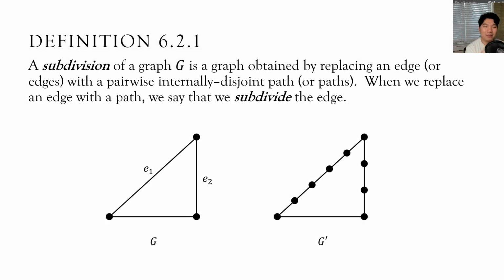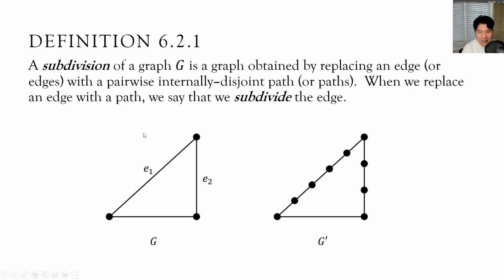A subdivision of a graph G is a graph obtained by replacing an edge, or edges, with pairwise internally disjoint paths, or path. So if I'm replacing a single edge, then I don't really need to worry about the pairwise internally disjoint part. But otherwise, if I'm replacing multiple edges, I need to make sure that they're internally disjoint. And just for common terminology, when I replace an edge with a path, we say that we subdivide the edge.